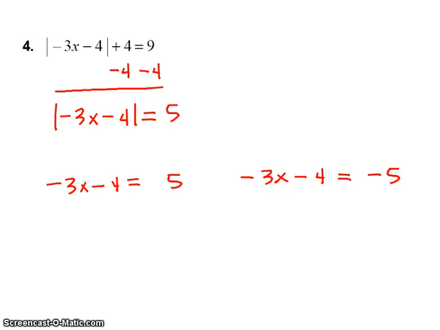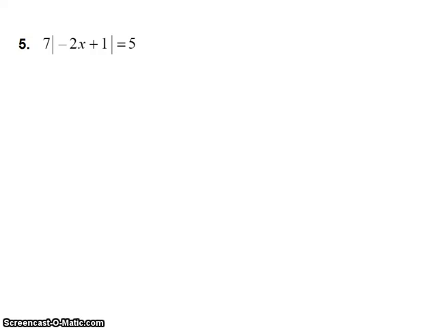Let's move on to the last two types of problems here. This one here, once again we want to get the absolute value all by itself. There's a 7 right in front of the absolute value, and so we can't apply the properties yet. We have to get the absolute value all by itself. This says 7 times. The reason why I know it says times is because there's nothing in between the 7 and the absolute value bar, so it says times. We're going to undo it by dividing both sides by 7. Once we divide both sides by 7, we get that absolute value all by itself.